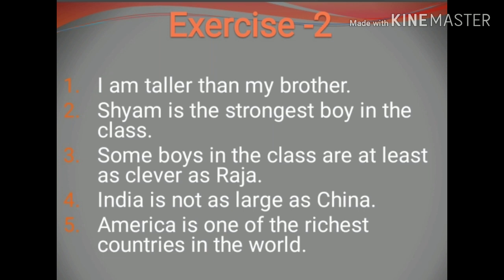Fourth sentence comes under model number 5. India is not as large as China is positive degree. China is larger than India is comparative degree. Fifth sentence comes under model number 2. America is one of the richest countries in the world is superlative degree. America is richer than many other countries or most other countries in the world is comparative degree. Very few countries in the world are as rich as America is positive degree.